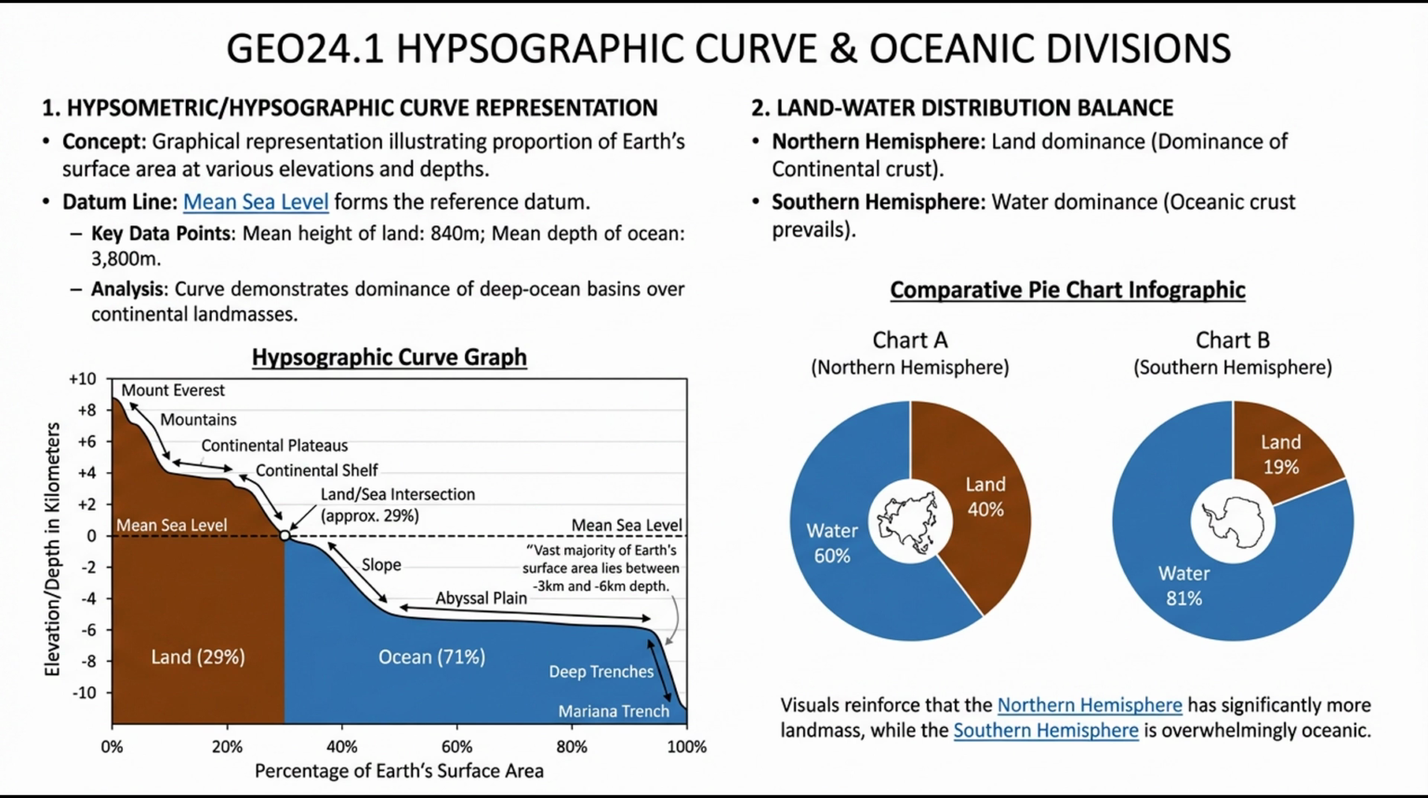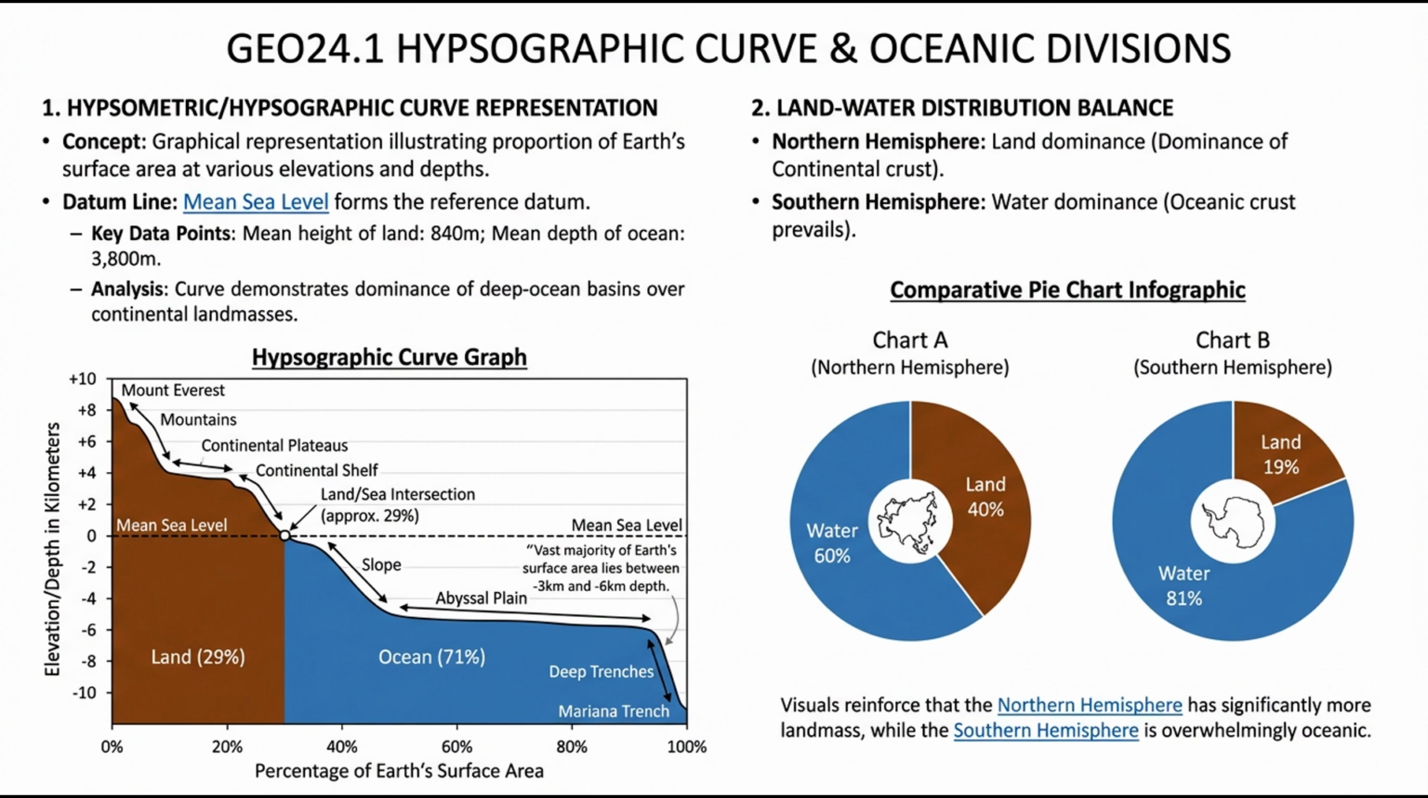Because maps can be deceiving. A map shows you location, but this curve shows you the distribution of area at different vertical levels. The reference point here is the datum line, which we consider as the mean sea level or MSL. Everything above is land, elevation, and everything below is ocean, depth.